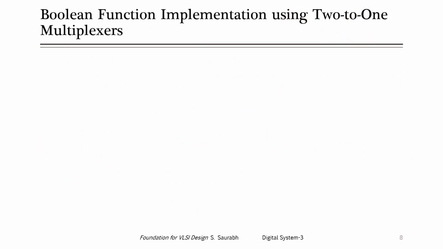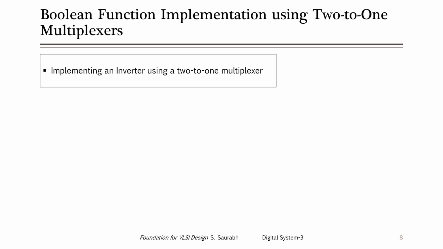Now let us look into a simple problem: how can we implement any given Boolean function using 2 to 1 multiplexers? You might have seen this type of problem multiple times. For example, you may be asked to implement an inverter using a 2 to 1 multiplexer. How will you do it? This type of problem is encountered many times in logic implementation, and let us understand what would be a generalized solution to this type of problem.